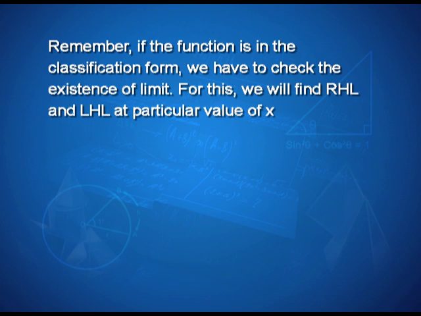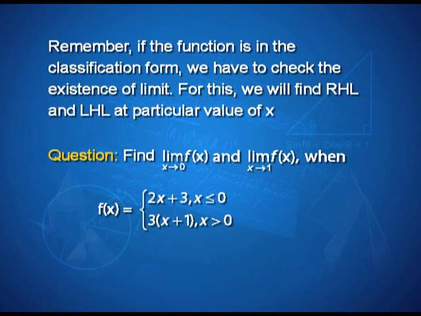Remember, if the function is in the classification form, we have to check the existence of limit. For this, we will find the right hand limit and left hand limit at a particular value of x. Let us solve an example to understand this. Find limit f(x) as x tends to 0 and limit f(x) as x tends to 1, where f(x) = 2x + 3 whenever x is less than or equal to 0 and 3(x + 1) whenever x is greater than 0.